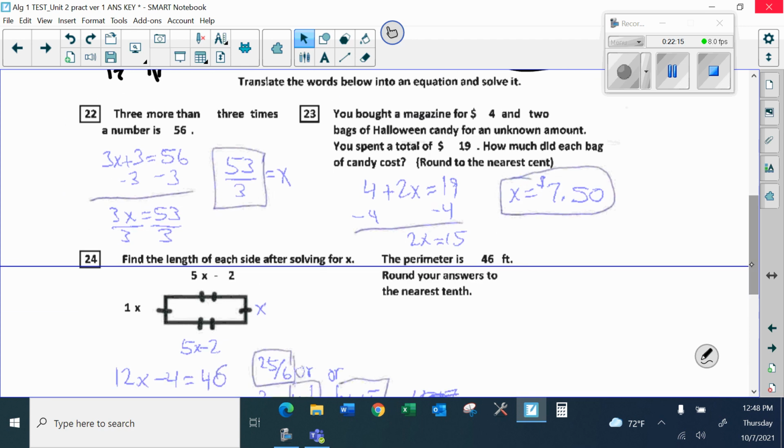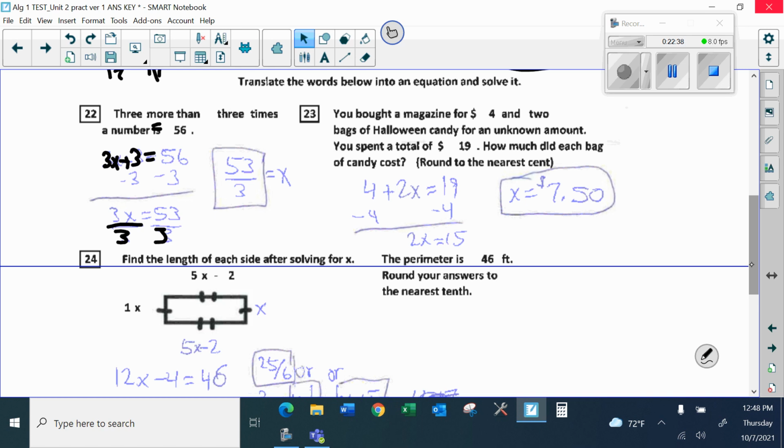Okay, translate these words into an equation and solve it. 3 more than 3 times the number. So 3 more than is the plus 3, then 3 times the number 3x. Is means equal in math. There's my equal sign, 56. Subtract the 3 across, I get 53. Last step, divide by 3, 53/3.